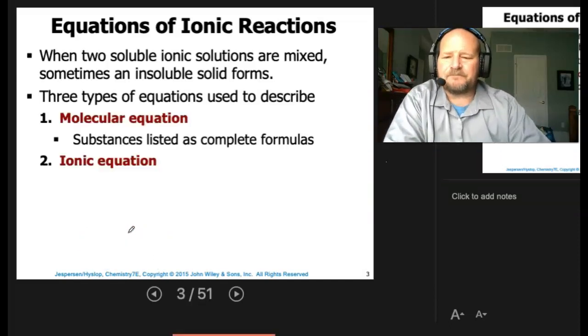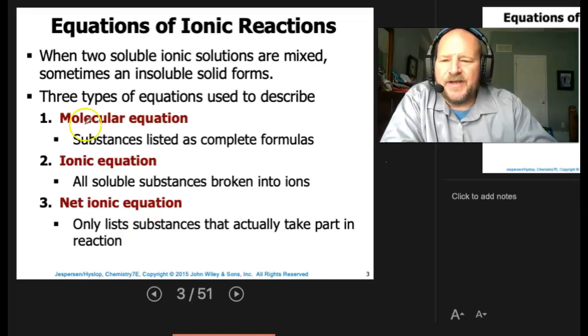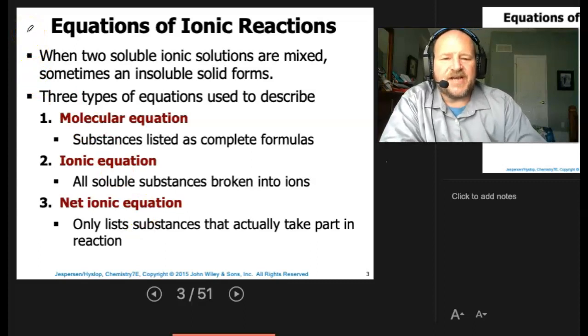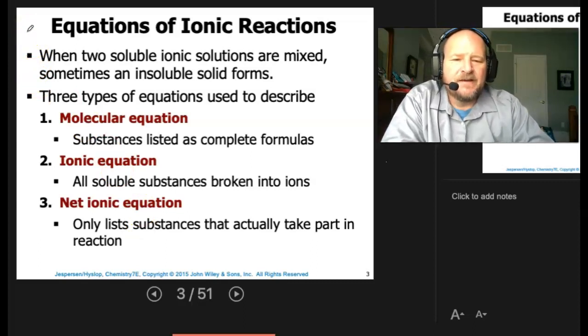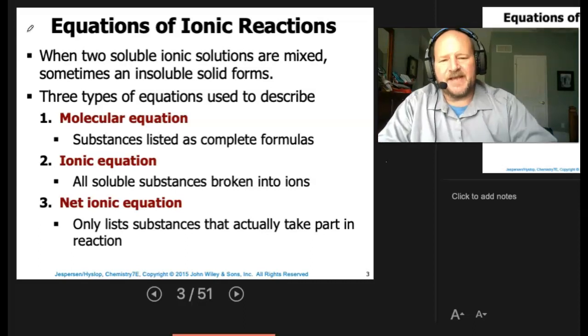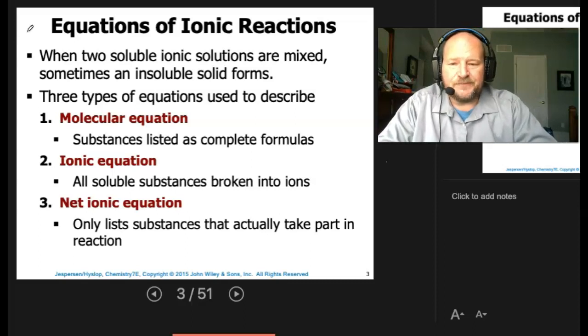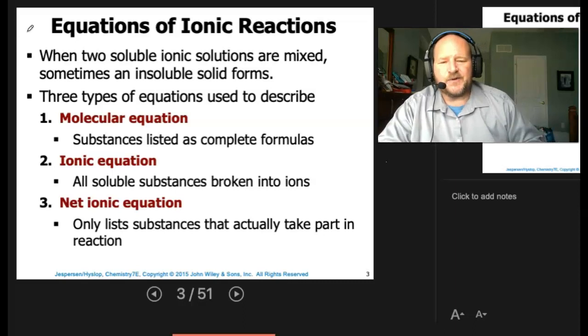All right. And then the last thing we'll look at is the net ionic equation. Now this is only going to list something where there's actually a reaction taking place. Simply because I take two ionic solutions and mix them together doesn't mean we're going to have a net ionic equation. We can have an ionic equation, but what we'll see is all the ions will cancel out because none of them will form anything, and they're on both sides of the equation.